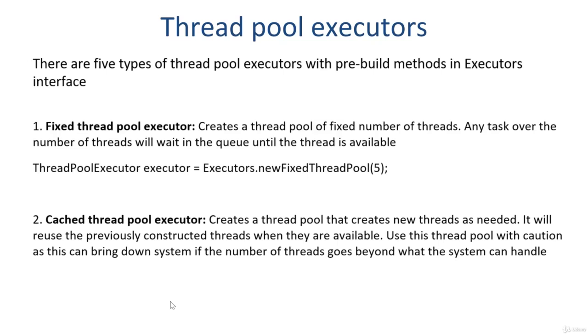Cached thread pool executor creates a thread pool that creates new threads as needed. It will reuse the previously constructed threads when they are available. Use this thread pool with caution, as it can bring down the system if the number of threads goes beyond what the system can handle. How do you create this? ThreadPoolExecutor executor = Executors.newCachedThreadPool.